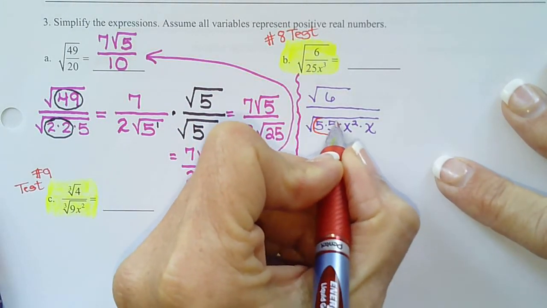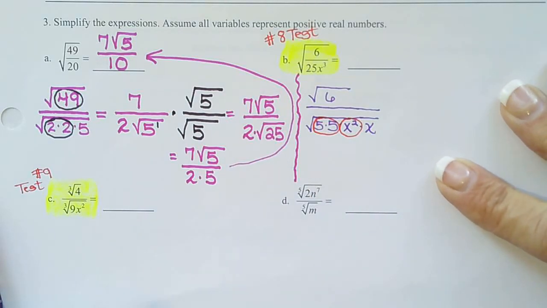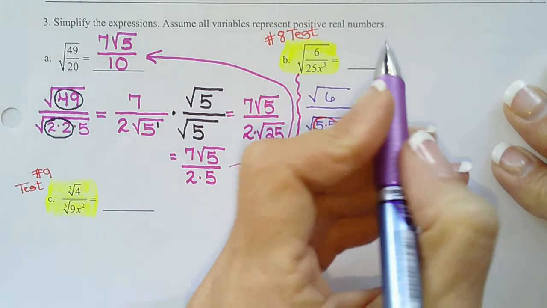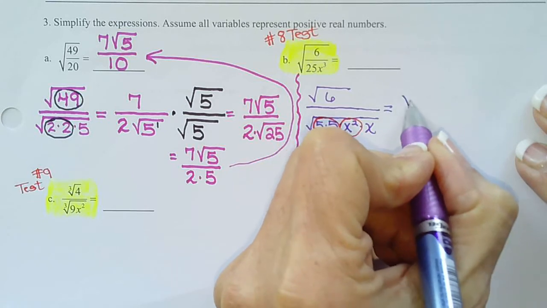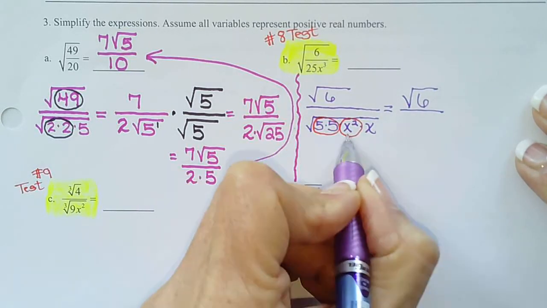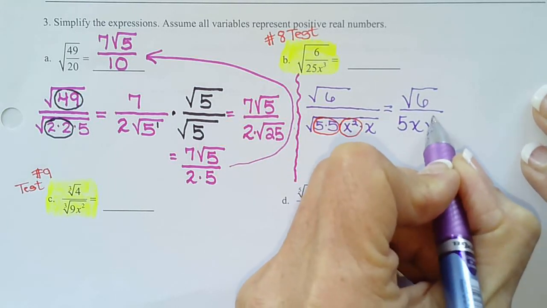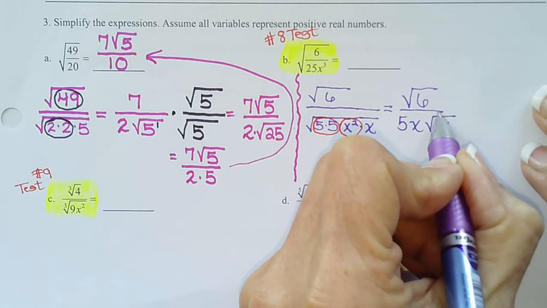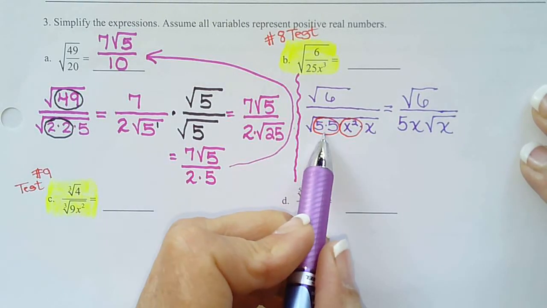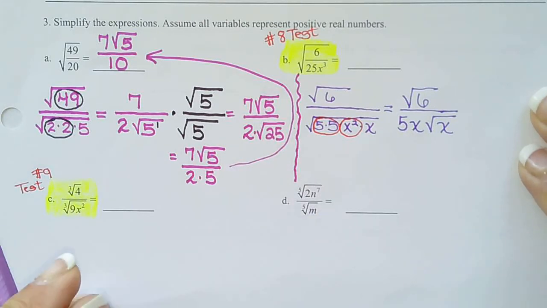So I see that we have some things that are going to come out. We're looking for pairs, so here's a pair and here's a pair. And remember, 2 things underneath come out as a single outside. So this would be square root of 6 over, that comes out as 5, that comes out as x, so we'd have 5x, and then under the radical, just x. So 2 5s come out as a single 5, 2 x's come out as a single x, and now we're actually ready to start the problem. So we have everything simplified.